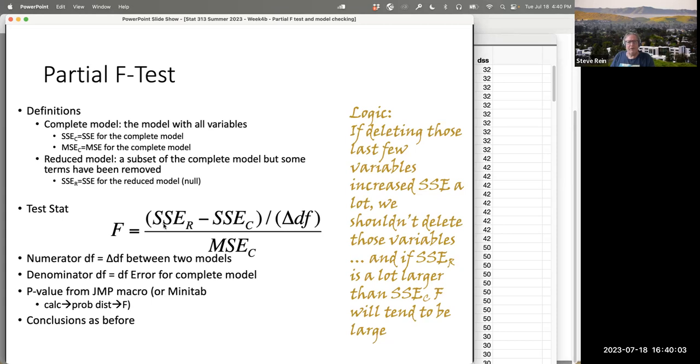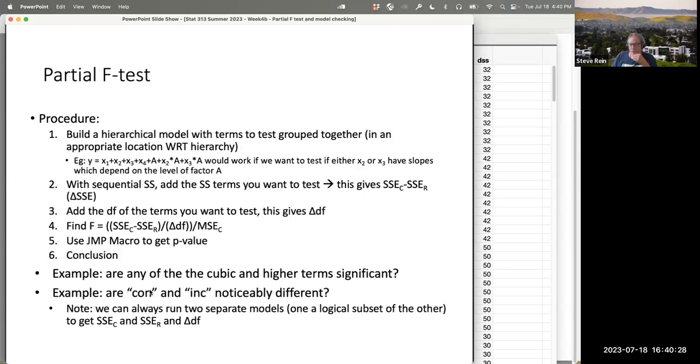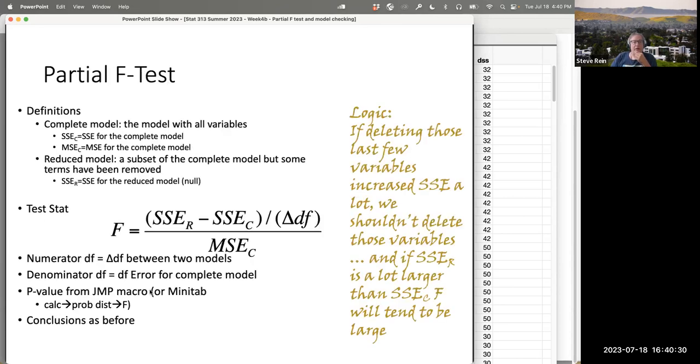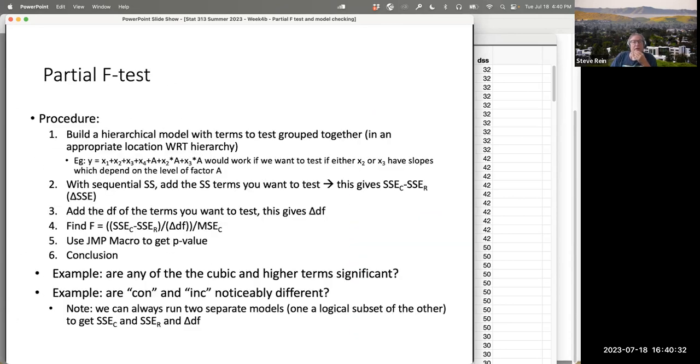This F ratio is SSE of the reduced minus SSE of the complete, that natural sort of difference of how well we're doing, divided by the change in degrees of freedom in our model, divided through by MSE for the complete model. And there's numerator and denominator degrees of freedom. And you can literally get from a JMP macro, and I'll show you that macro in a little bit, you can get those calculations done real easily.